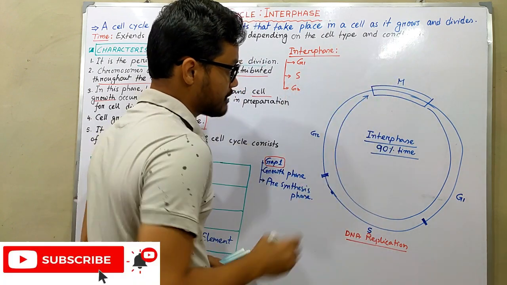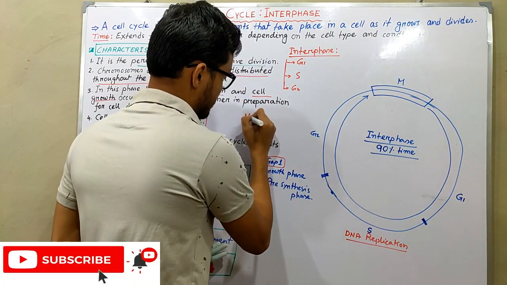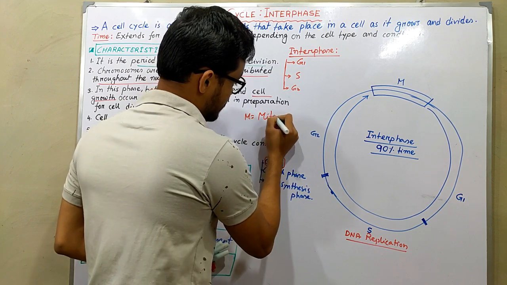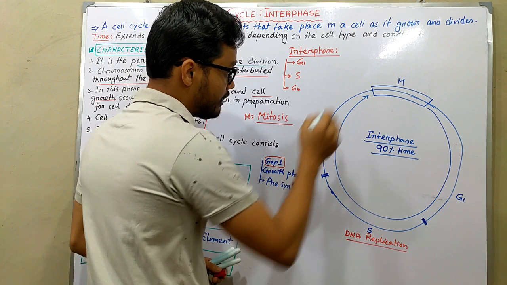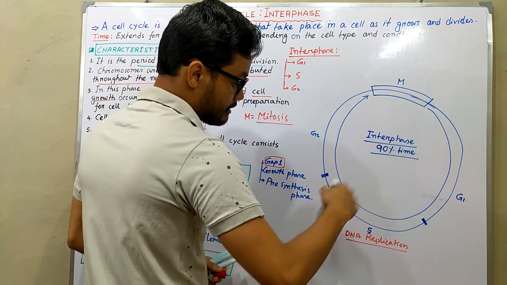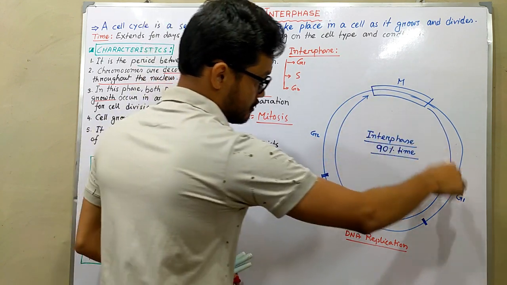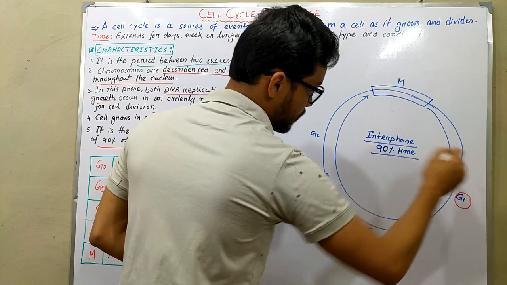M stands for mitosis. So it fills a gap between mitosis and the synthesis phase, or DNA replication phase. So this one is known as gap 1.